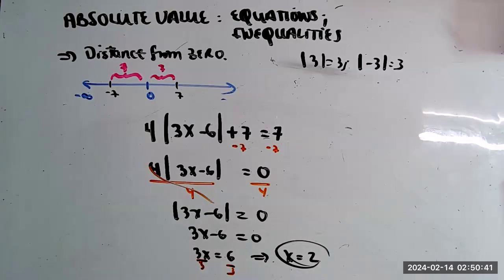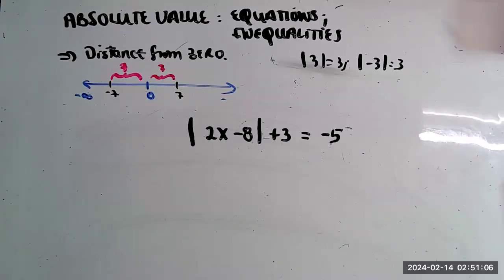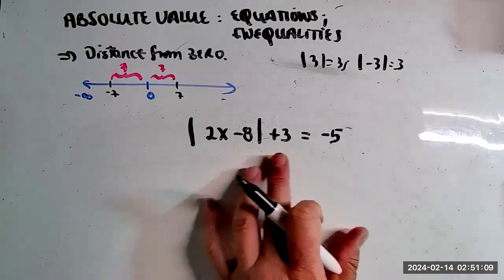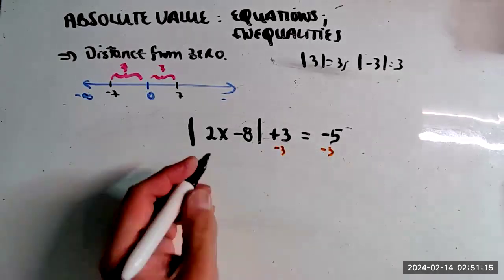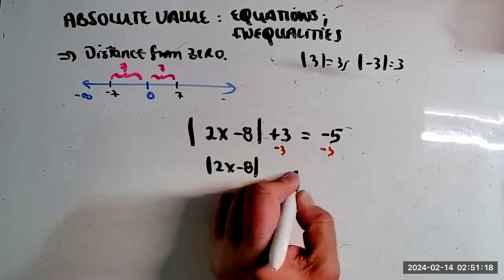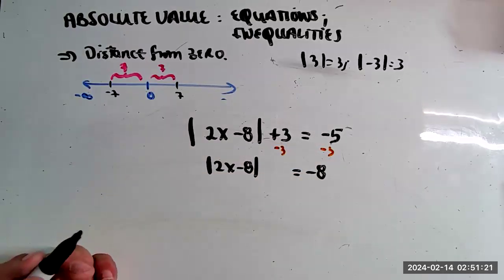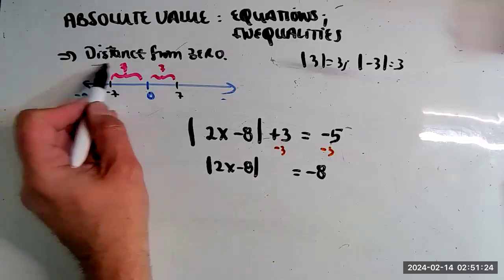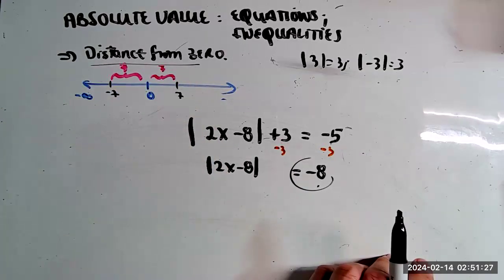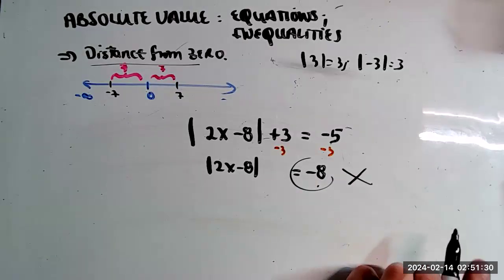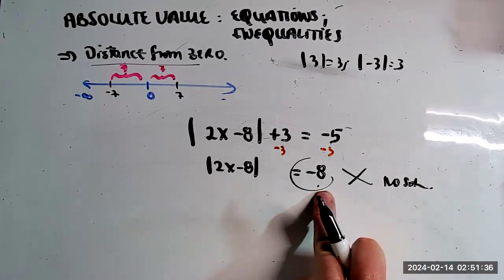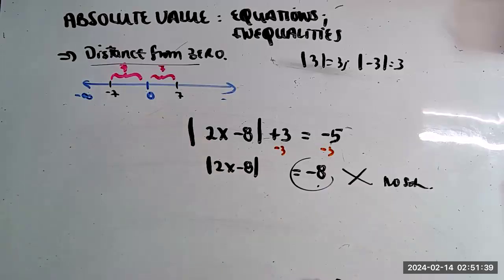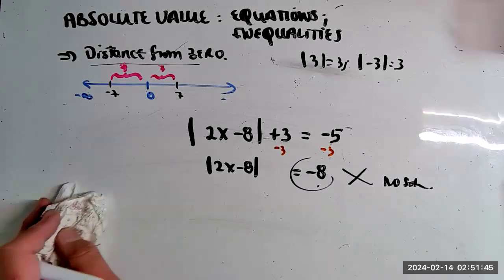Okay, let's try another example. What happens if I had this other example? Absolute value of 2x minus 8 plus 3 equals negative 5. We may subtract the 3. So I have absolute value of 2x minus 8 equals negative 8. Ooh, well, we know the absolute value measures distance from 0. Distance can never be negative. So this has no solution. Absolute value cannot be equal to a negative number. We cannot be negative 8 units away from our destination.